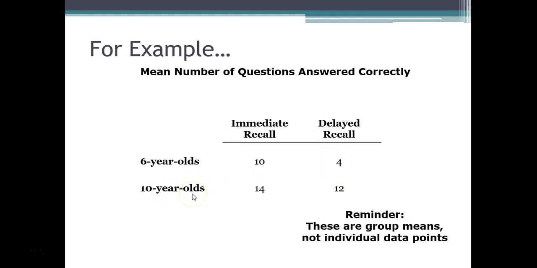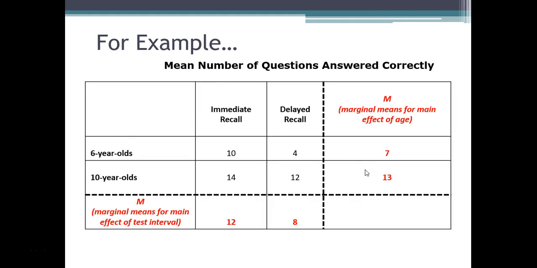And 20 10-year-olds who took the immediate recall test, their average was a 14. And 20 10-year-olds who took the delayed recall test, and their average was a 12. So these are group means, not individual data points. Now, to work out the main effects, the first thing we have to do is create what we call marginal means.